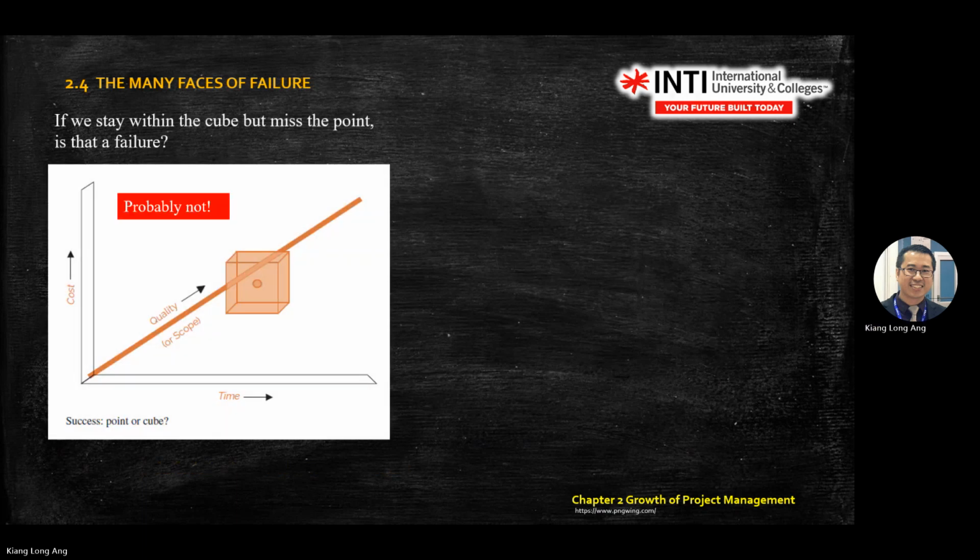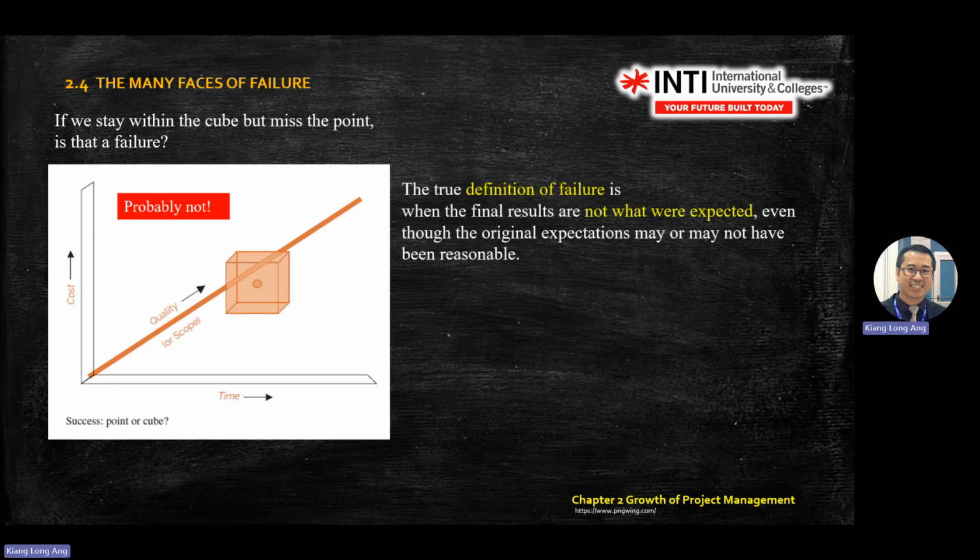Again, this is a very qualitative chart. If we stay within the cube but miss the point, is it a failure? The answer is no. Again, success is based on what the customer thinks. Even if you fall outside the cube, if the customer says it's okay, we can accept your project, then you are also successful.